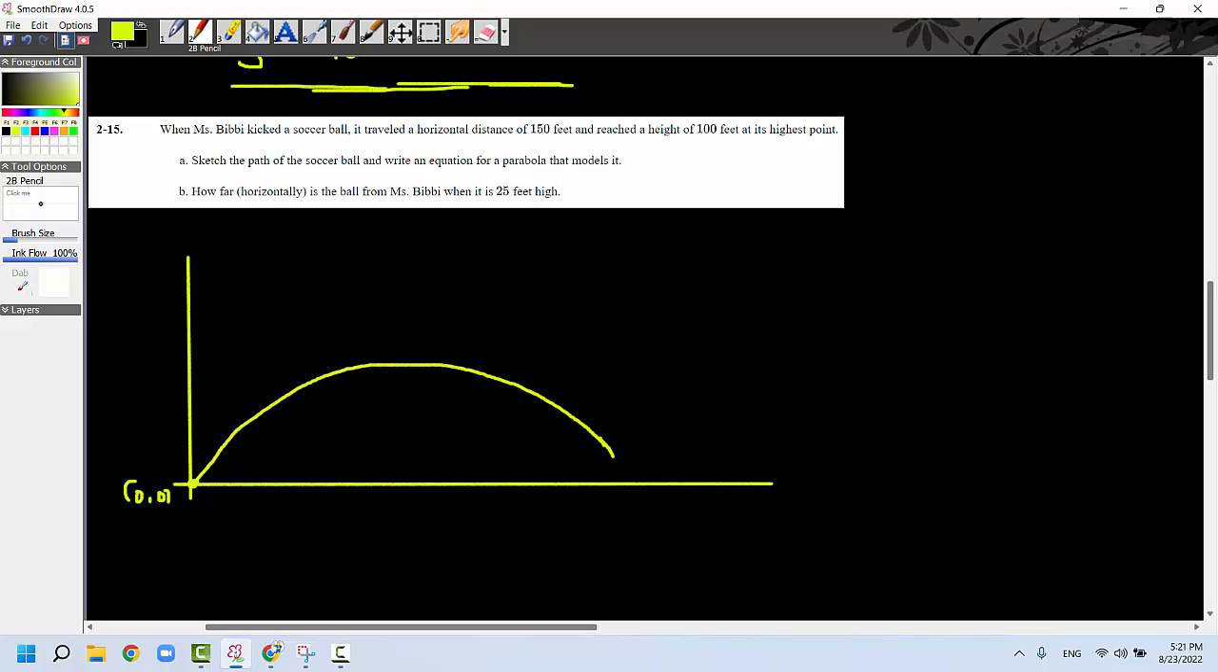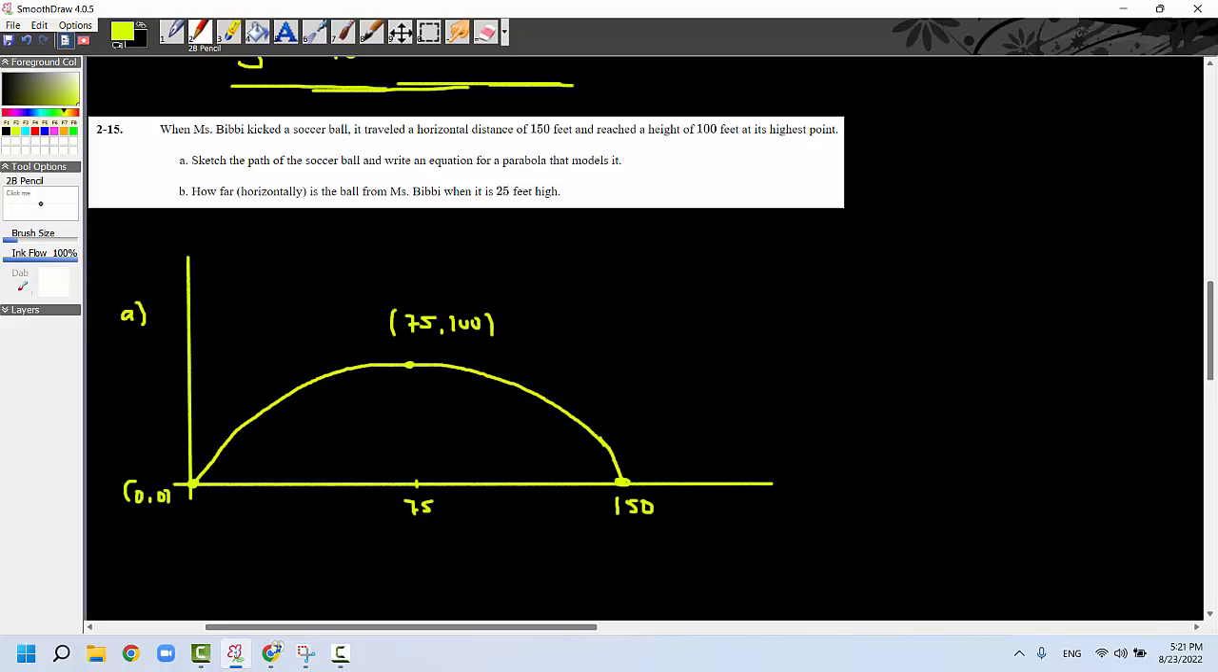Whoops, ran out of space there. My little tablet cut out there. From here, it has a horizontal distance of 150 feet, and it reached a highest point of 100 feet. So I know that this is something, comma, 100. Now again, what is that something? Well, I'm assuming it's 75, right? And 75 because the apex of the parabola is going to be where the highest point of this thing is going to be. So we just sketched this thing, that's A.